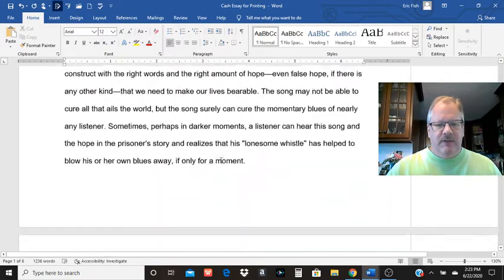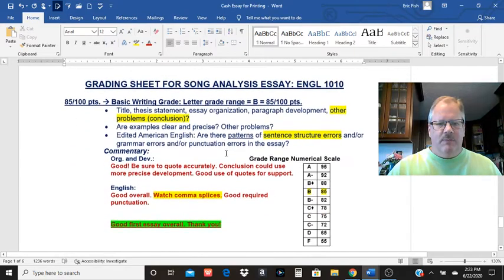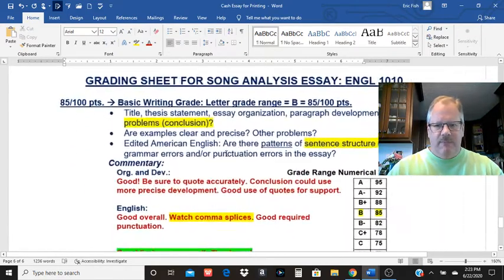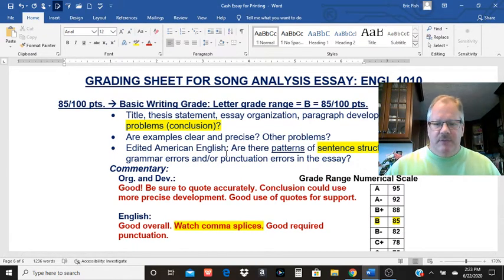And generally at the end of the essay, you're going to see a grading sheet. You might have to scroll down quite a bit, past the works cited page. Make that bigger. And you're going to see this grading sheet. And this is going to be the commentary on the essay and the grading for the essay.